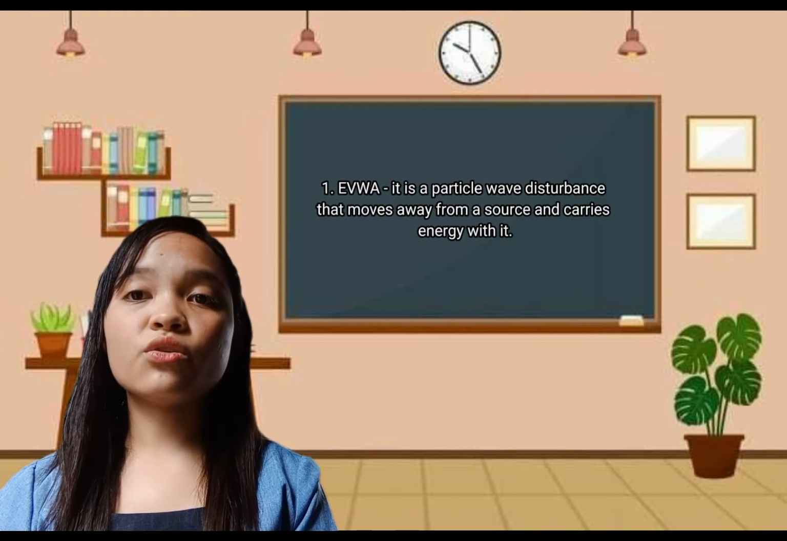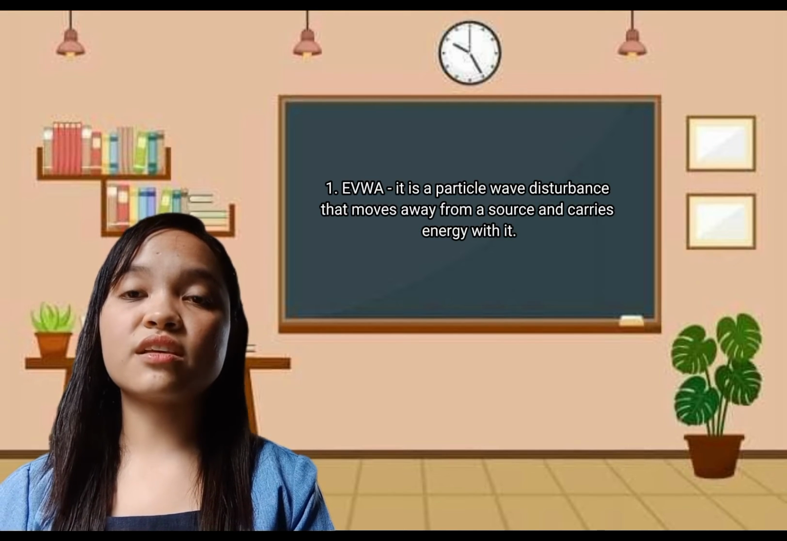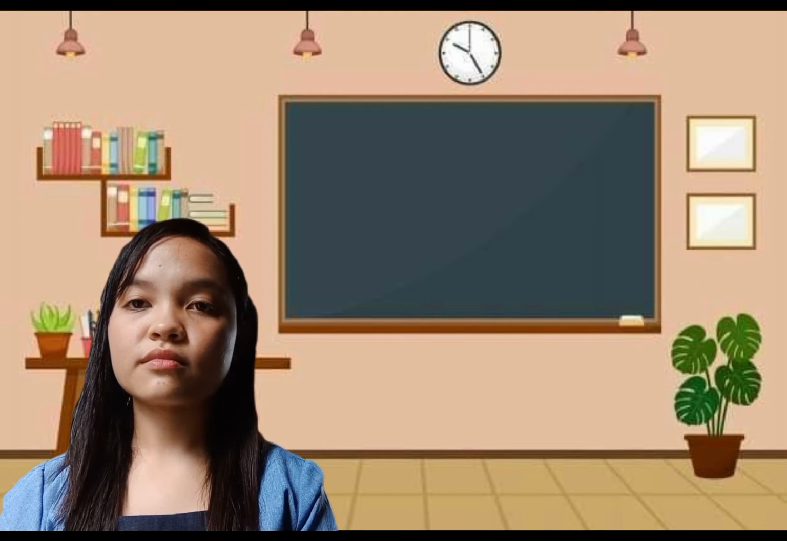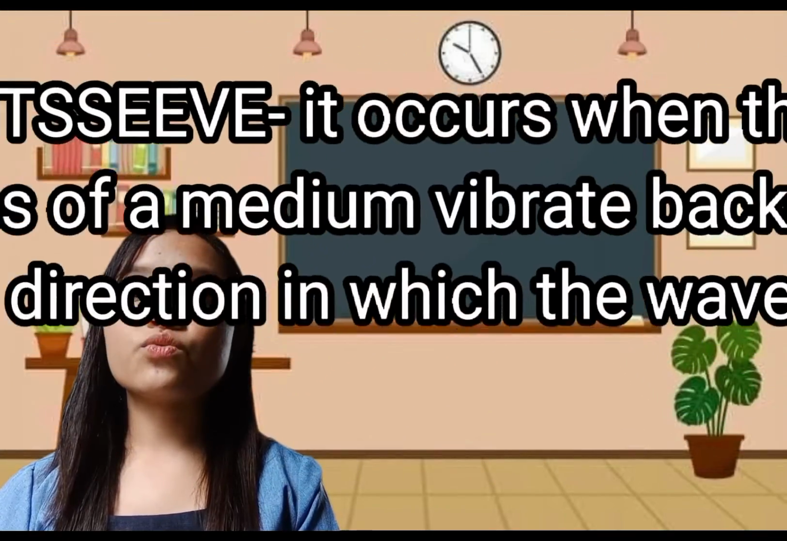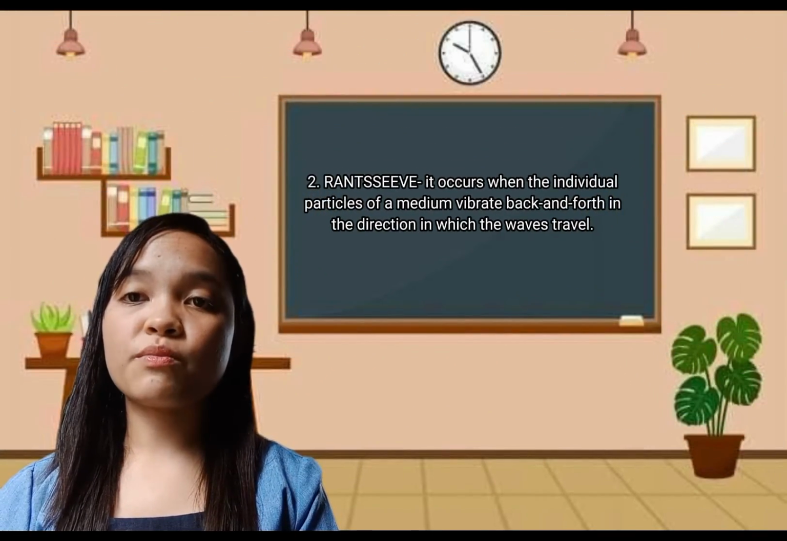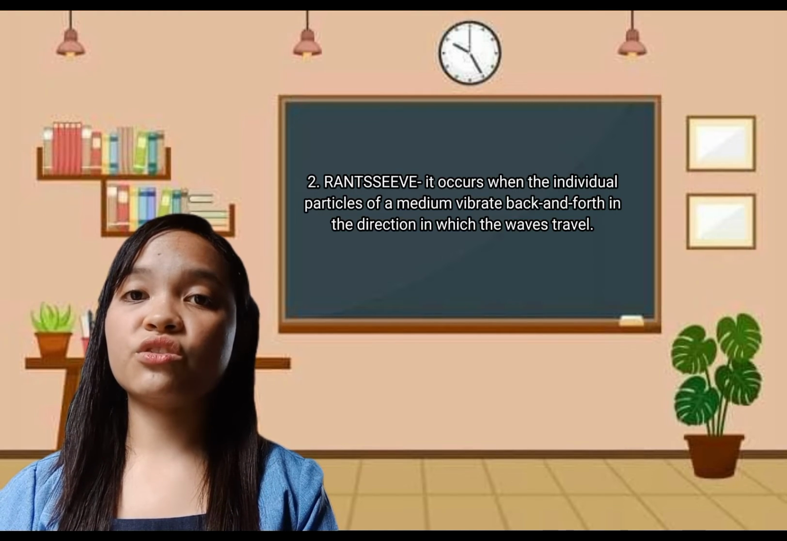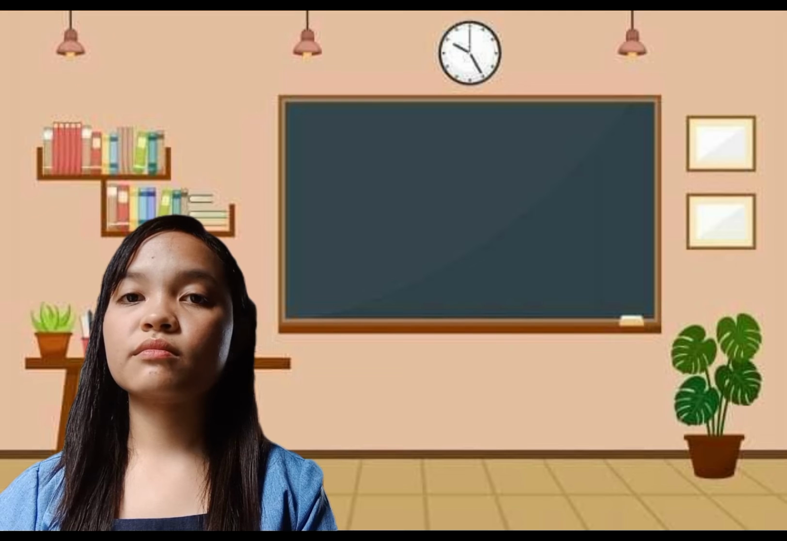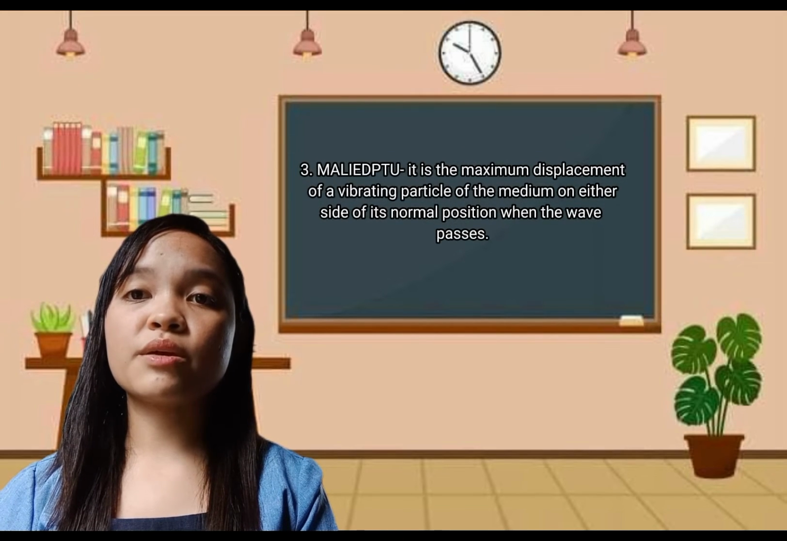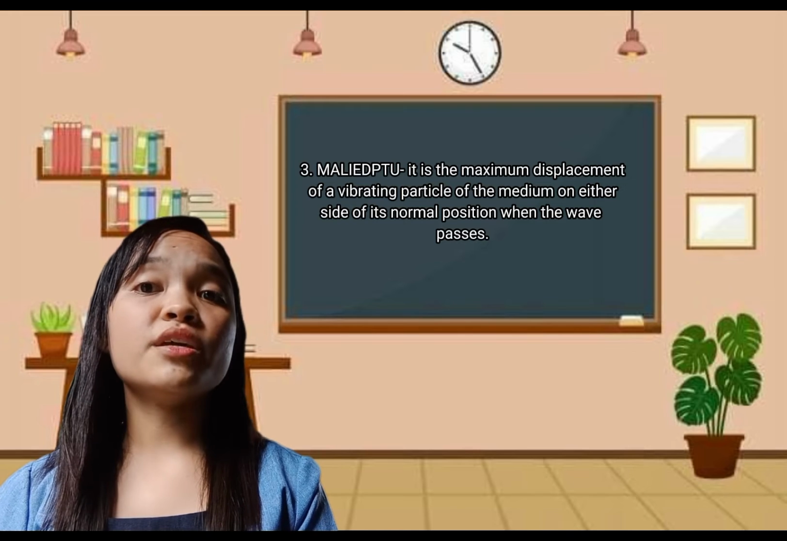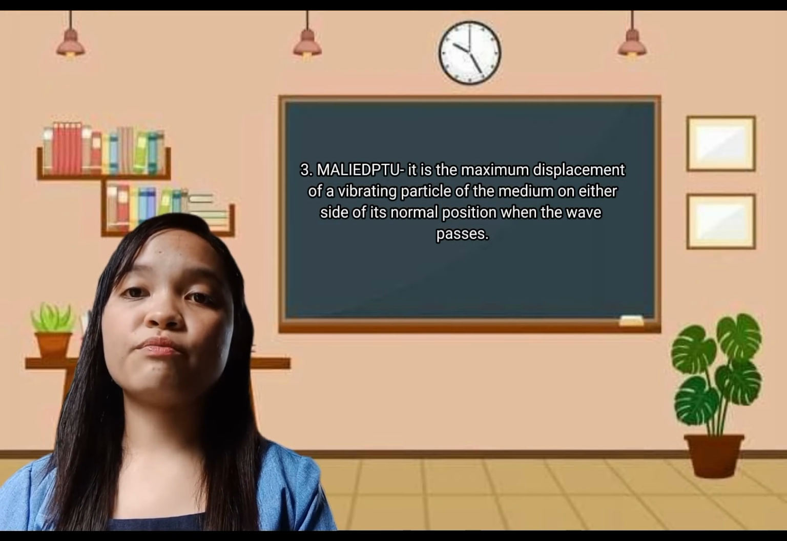It is a disturbance that moves away from the source and carries energy with it. Second, it occurs when the individual particles of a medium vibrate back and forth in the direction in which the waves travel. Third, it is the maximum displacement of a vibrating particle of the medium on either side of its normal position when the wave passes.